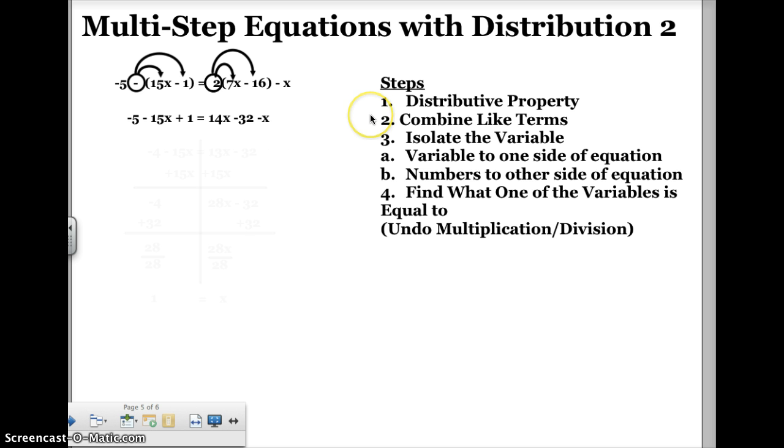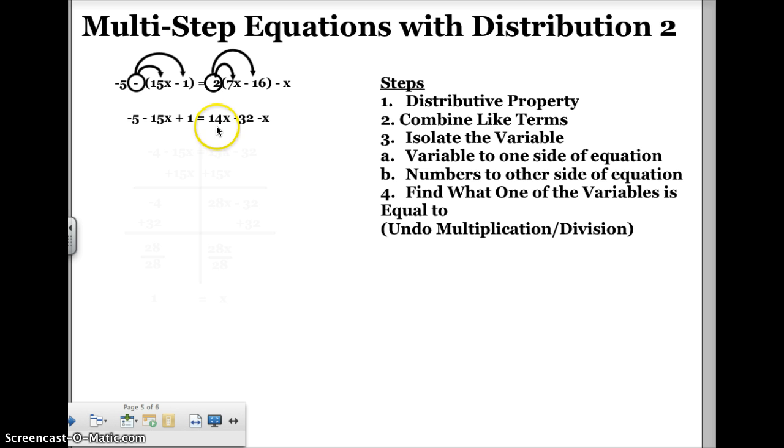The next thing I'm going to do is combine my like terms on both sides of the equation. On the left side of the equation, I have a negative 5, a negative 15x, and a positive 1. I'm going to combine my two numbers, which are positive 1 and negative 5. When I combine them, I get negative 4. The negative 15x is going to stay the same, so the left side of the equation is just going to be negative 4 minus 15x.